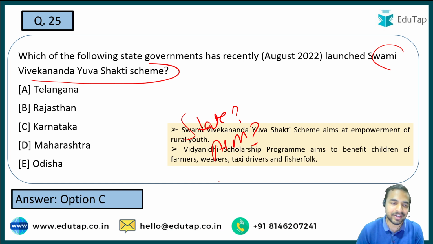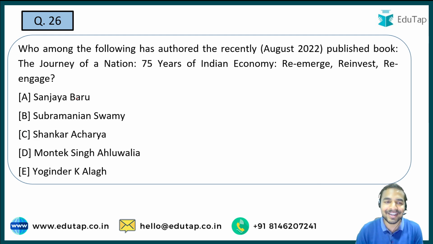And guys, here the right answer is Karnataka. So Karnataka government has basically launched this particular scheme and this is basically to empower the rural youth. ठीक है जी, I hope this is clear. Let's move on to the next question, and the next question is related to a book.